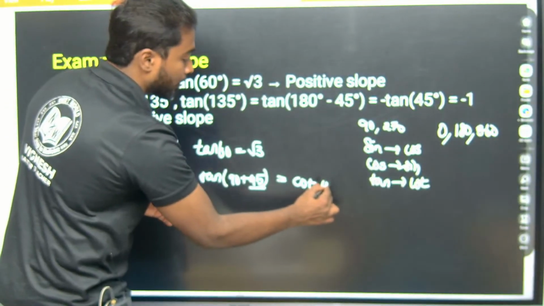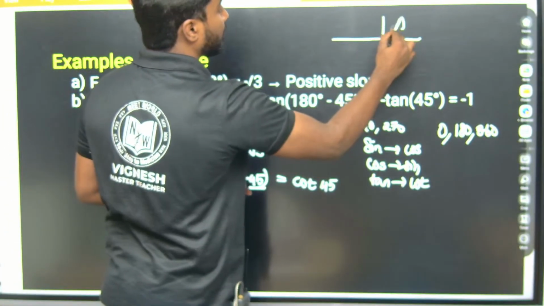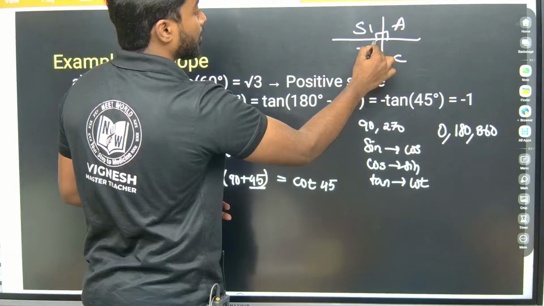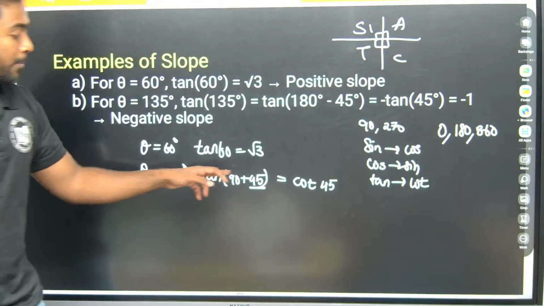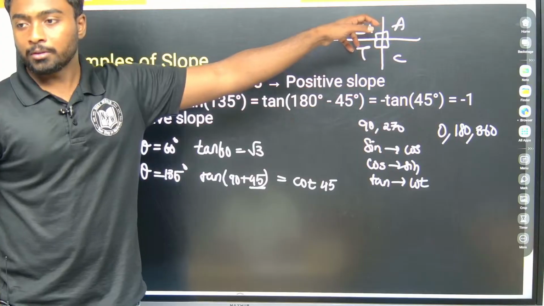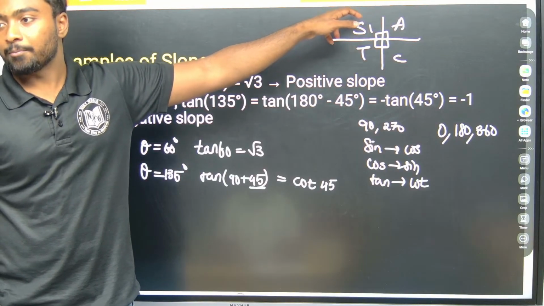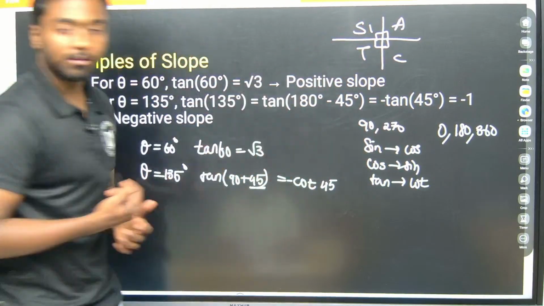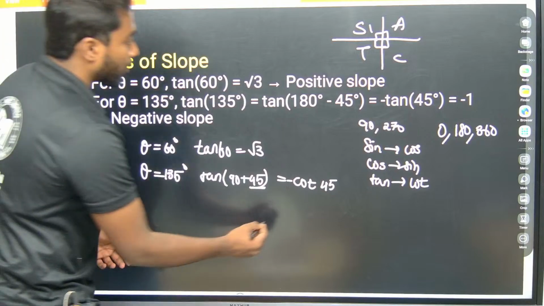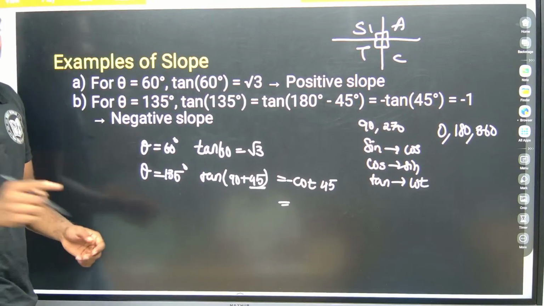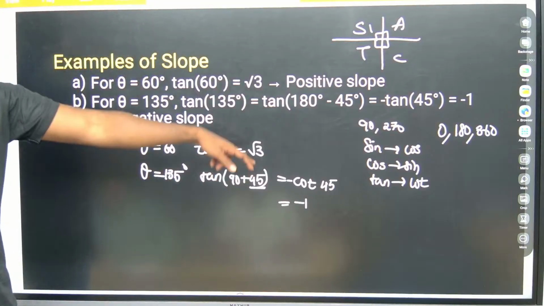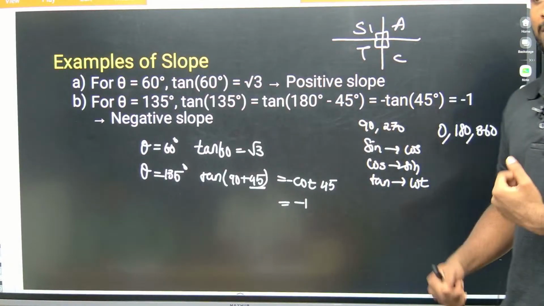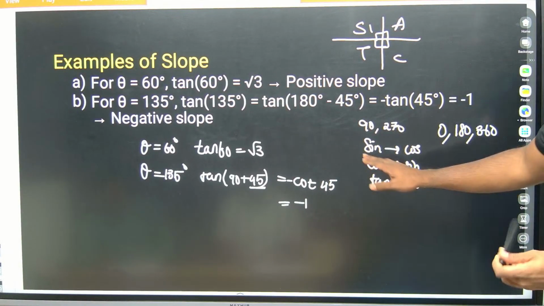45. So when I see the coordinates, all silver teacups, 90, 180, 270, 360. 90 plus theta is in the second quadrant. In the second quadrant, is tan positive or negative? Negative, only sin is positive. So minus cot 45. What is the value of cot 45? 1. So I will get minus 1. Is it negative or positive? Negative, which means the slope is decreasing. Got it? How to do?